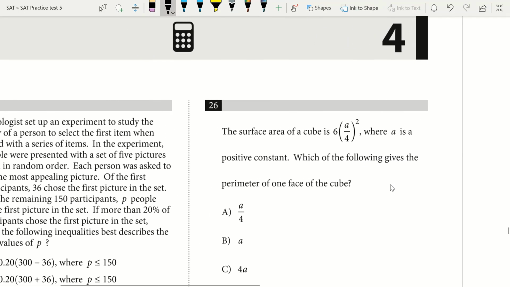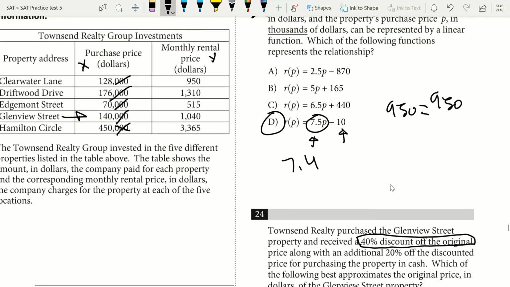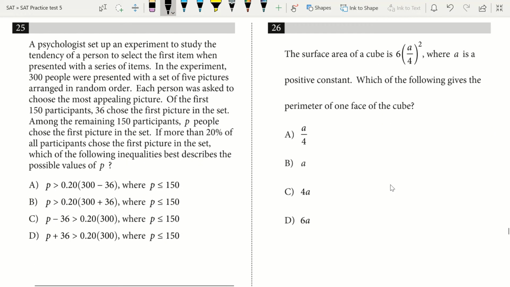All right, question 25. Make sure I answered all those. I did. All right, question 25. A psychologist set up an experiment to study the tendency of a person to select the first item when presented with a series. In the experiment, 300 people were presented with a set of 5 pictures arranged in random order. Each person was asked to choose the most appealing picture. Of the first 150 participants, 36 chose the first picture in the set. Among the remaining 150 participants, P people chose the first picture in the set. If more than 20% of all participants chose the first picture in the set, which of the following inequalities best describes possible values of P?